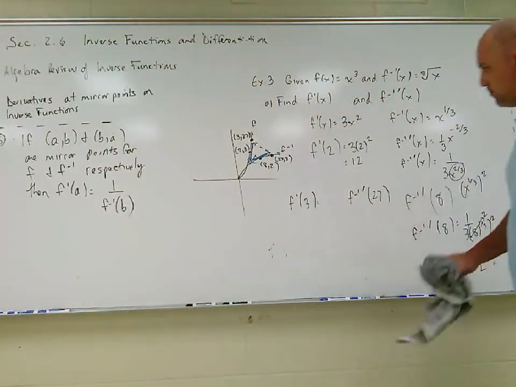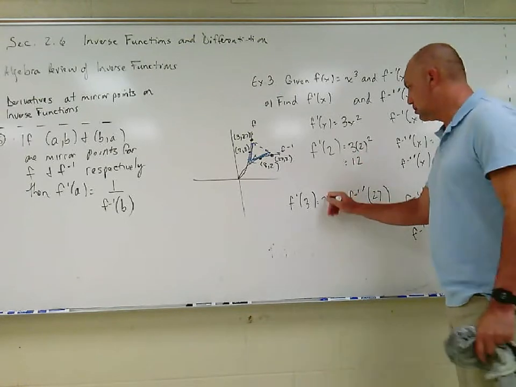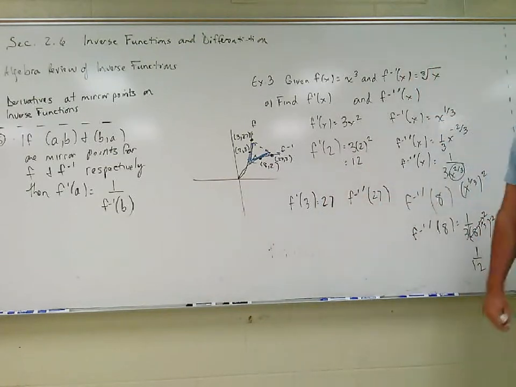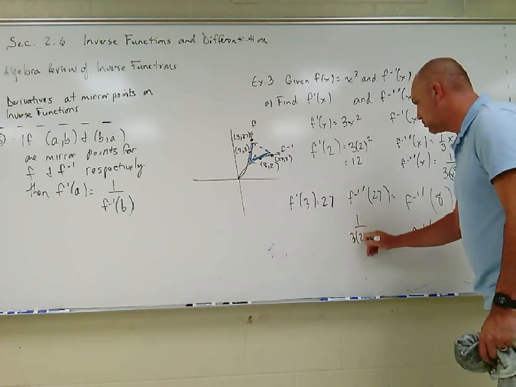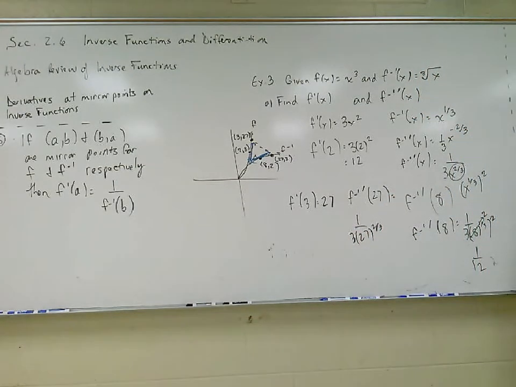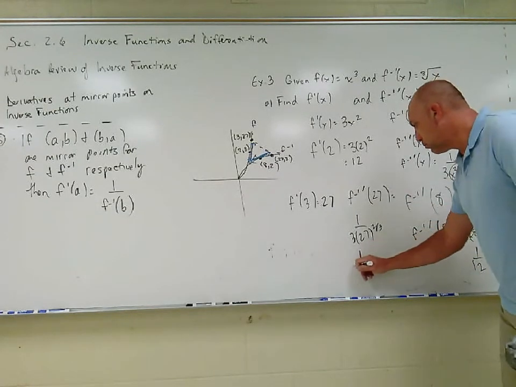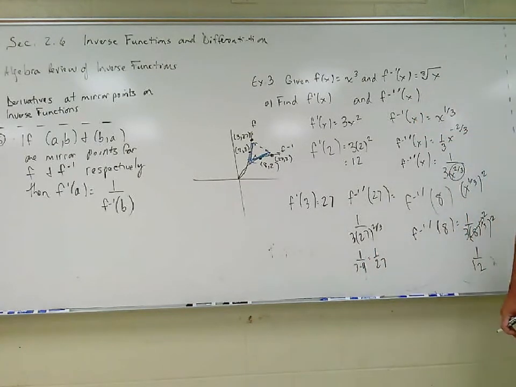Okay, so let's see. f prime of 3, you got what? 27. So what am I anticipating should be the slope at the mirror point? 1 over 27. So it's going to be 1 over 3 times 27 to the 2/3, and the 2/3 of 27 is 9. Cube root of 27 is 3, 3 squared is 9. 1 over 3 times 9 is 1/27.